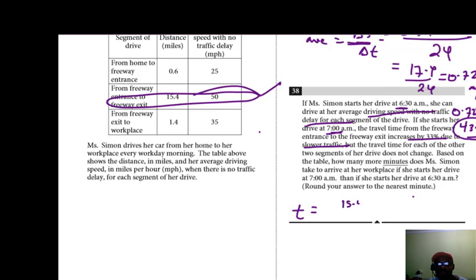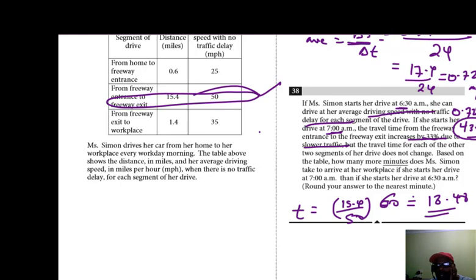Distance over speed is 15.4 over 15, but this is in miles per hour. We'll change to minutes later. We can multiply this by 60 because this is in hours, 15 miles per hour. So when you calculate this, we will have 18.48. This is the time with no traffic. But if there is traffic, 33% due to slowdown, so what's 33% of this?